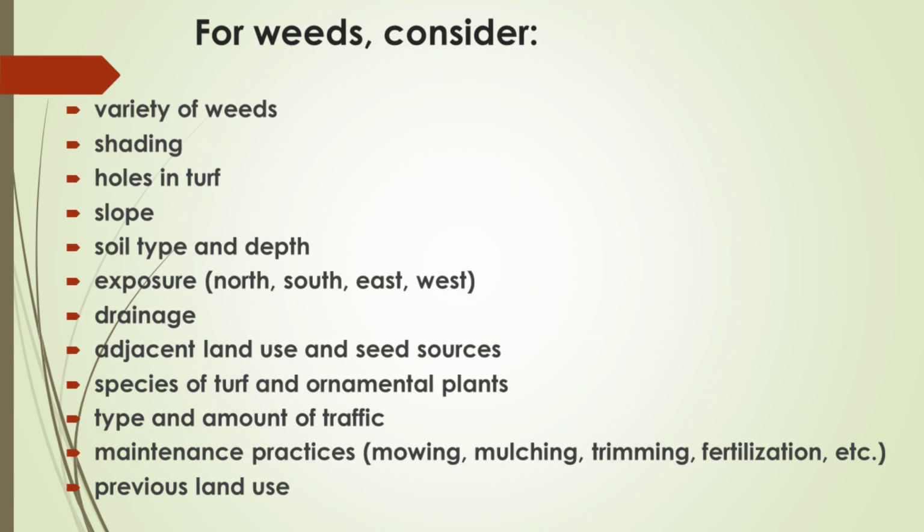For weeds, consider variety of weeds, shading, holes in turf, slope, soil type and depth, exposure, north, south, east, and west, drainage, adjacent land use and seed sources, species of turf and ornamental plants, type and amount of traffic, maintenance practices, mowing, mulching, trimming, fertilization, etc., and previous land use.